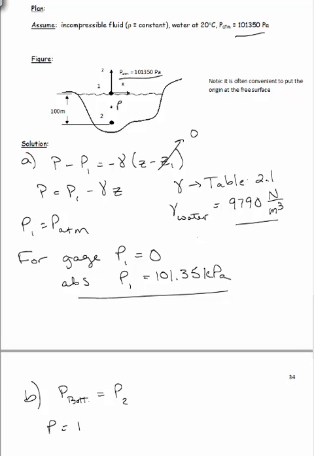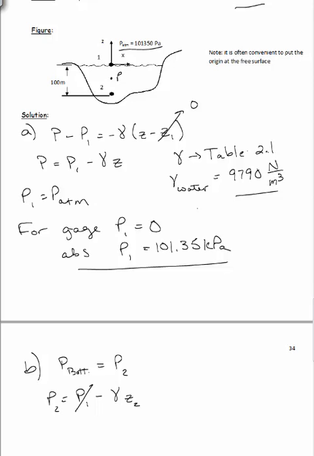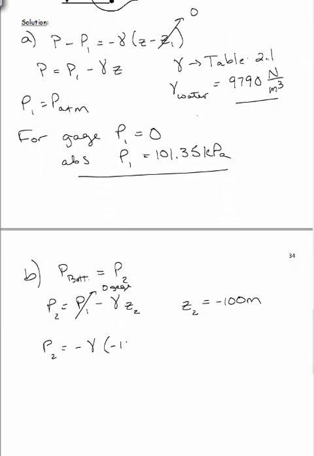P equals P1 minus gamma Z. Just plug in 2's for your P's and your Z's. Let's do gauge, 0 gauge. A lot of times it makes our lives a lot easier just to use gauge. So we can say then our P2 equals minus gamma Z2, and our Z2, looking at our coordinate system, is actually minus 100 meters. So be careful with your sign on this. Minus 100 meters. Plug in the 9790, multiply by 100, and you're going to get 979 kilopascals. So about 10 atmospheres.